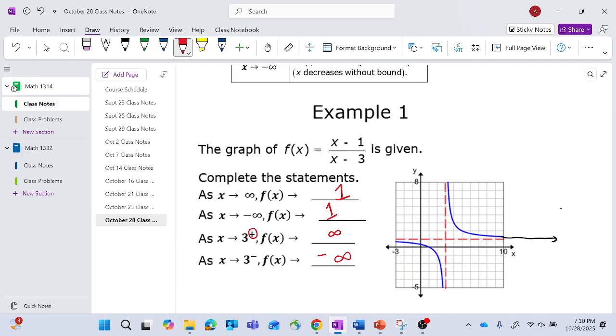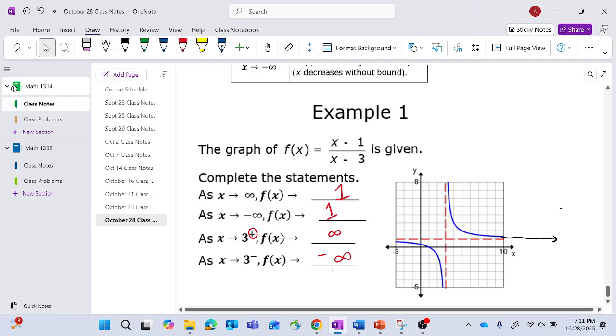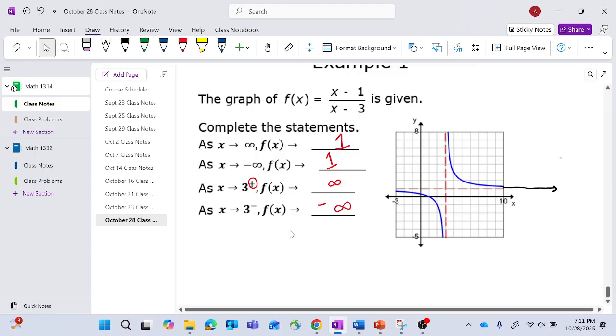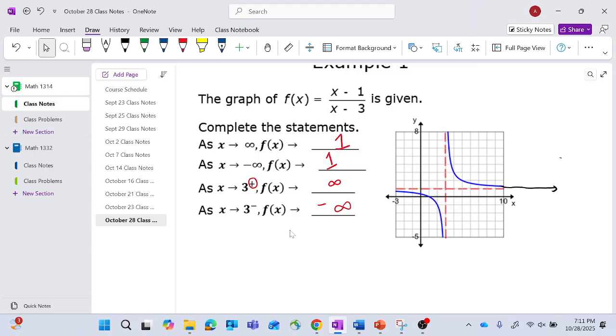Make sense, guys? Any questions about that? Are we ready to keep going, or is anyone still copying or have any questions?